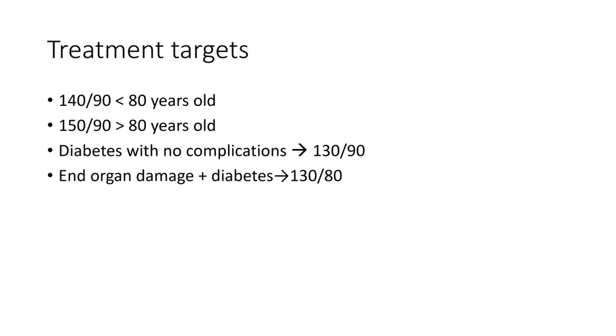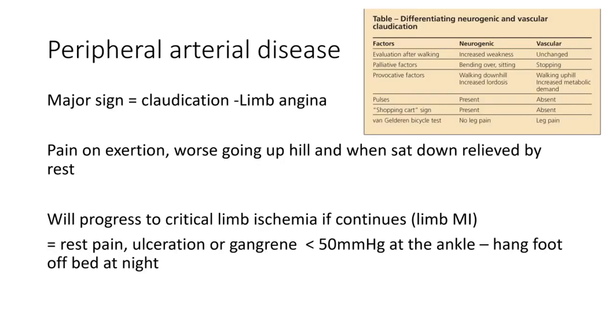Okay, so treatment targets for hypertensive agents. You would aim for less than 140 over 90 for under 80-year-olds. Over 80, we're worried a bit more about falls, so we relax the target to 150 over 90. Diabetes depends on whether you have end organ damage or not: 130 over 90 for no complications, 130 over 80 for end organ damage.